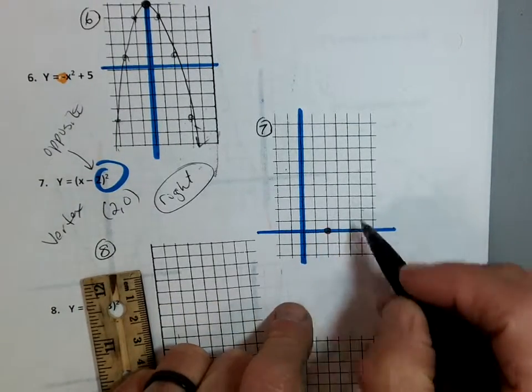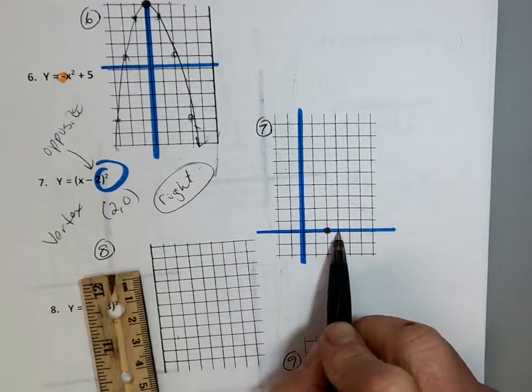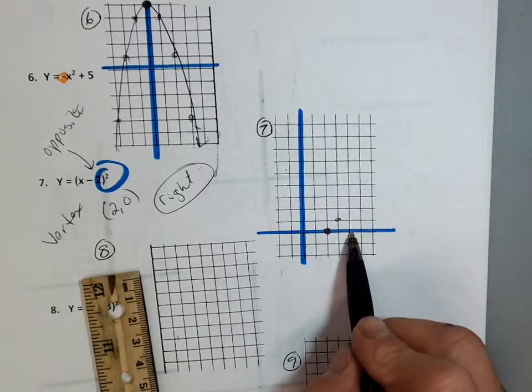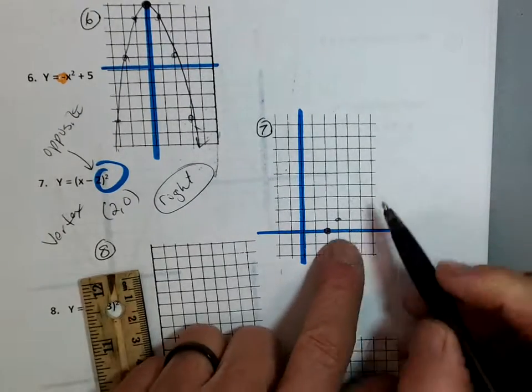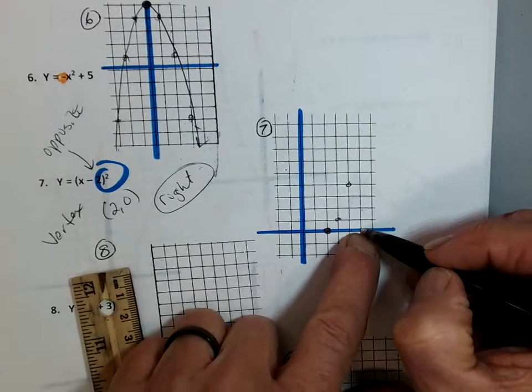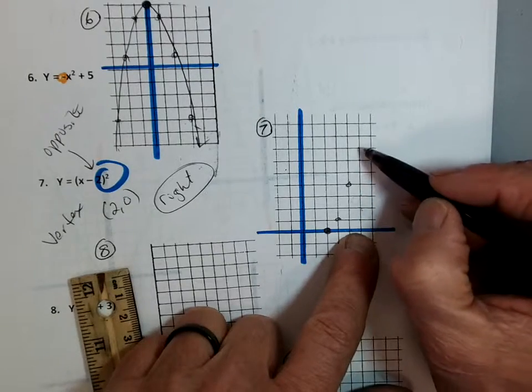Let's do it my way. Seriously, let's do it my way. It's faster. I'm right here. If I go over 1, what's 1 squared? 1. There you go. If I go over 2, what's 2 squared? 1, 2, 3, 4, right? If I go over 3, 3 squared is 9. 1, 2, 3, 4, 5, 6, 7, 8, 9.